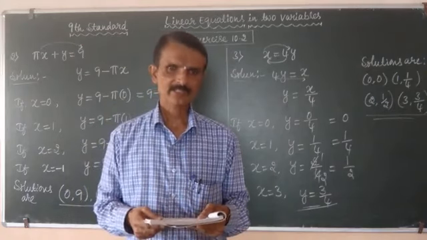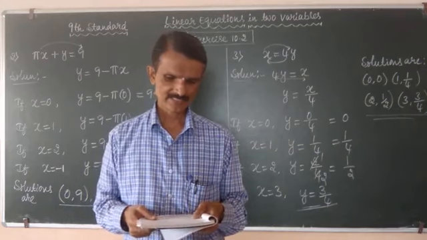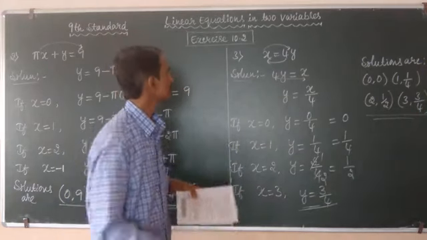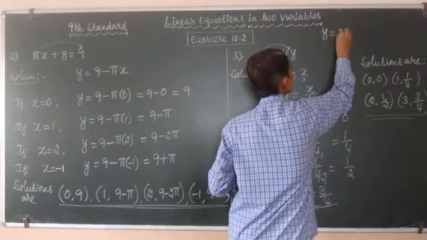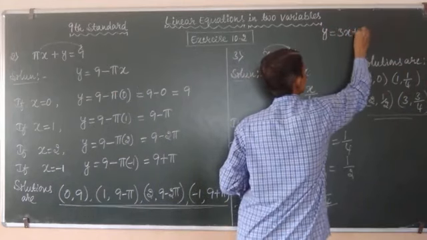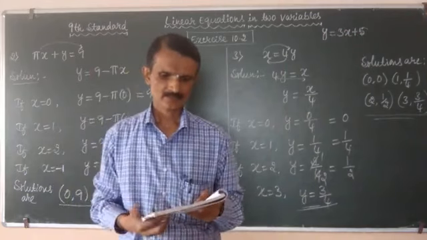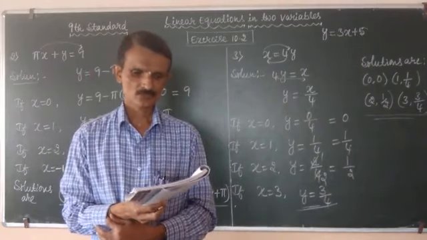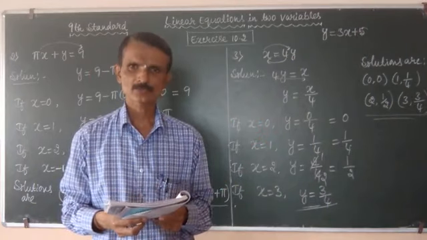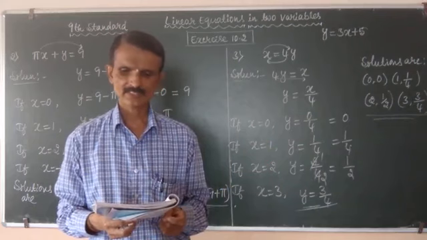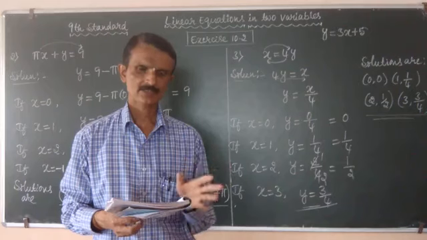So first one, which one of the following options is true? y equals 3x plus 5. They have given the equation y equals 3x plus 5. For this equation, which option is true? The first one is a unique solution. The second option is only two solutions. The third one is infinitely many solutions. Here we have to pick which one is correct.